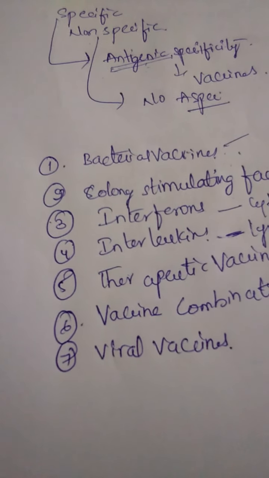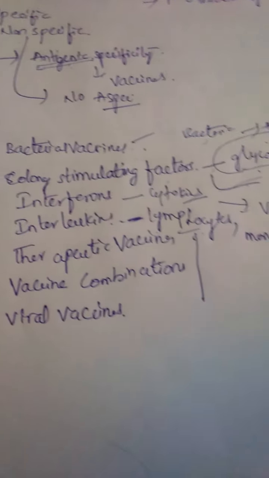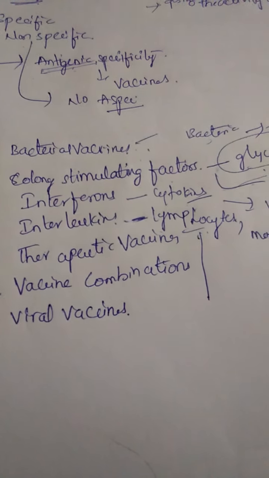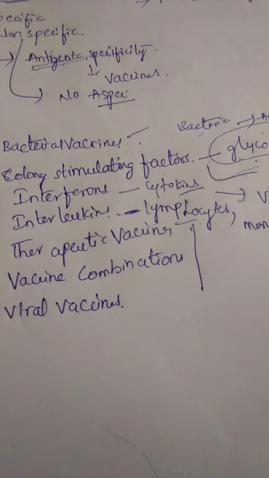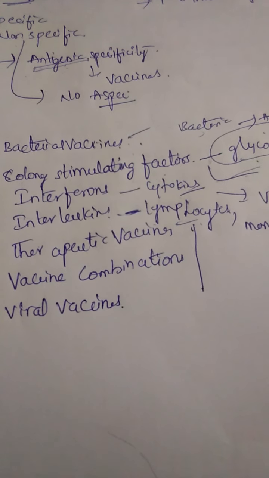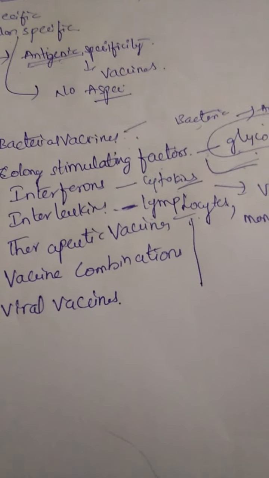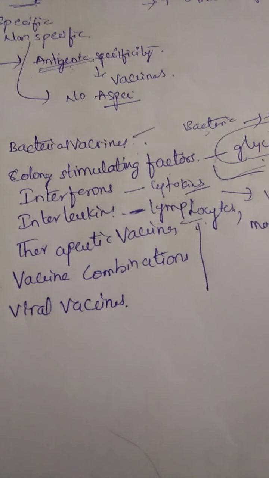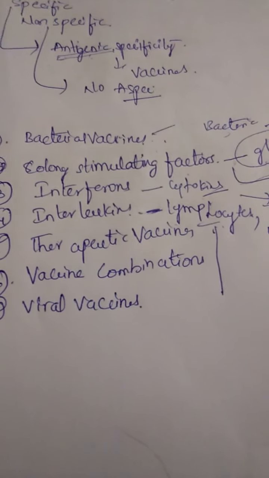Coming to therapeutic vaccines. These are vaccines intended to treat or cure a disease or disorder by stimulating the immune system. They are mainly used to treat certain types of cancers, and are also used in the prevention of tuberculosis.